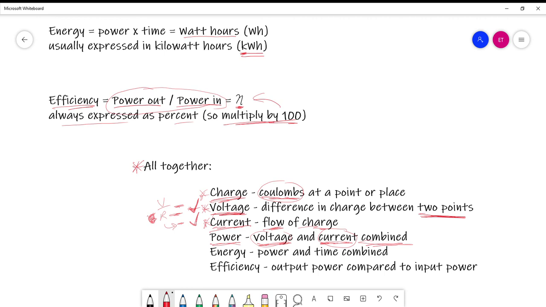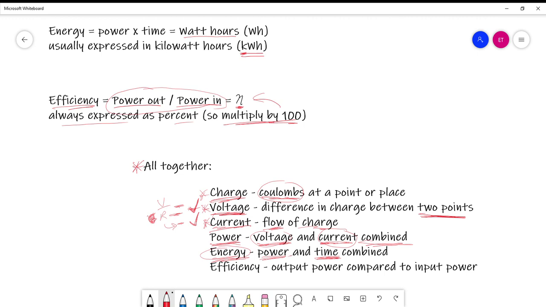So power is the combination, meaning you have voltage and current, and whatever that combination is tells you how much power. Okay. And then you have energy, which is really taking whatever power you have and then asking the question, for how long? Time. So maybe you have lots of power, but for how long was it used? And that tells you how much energy was used. Okay.